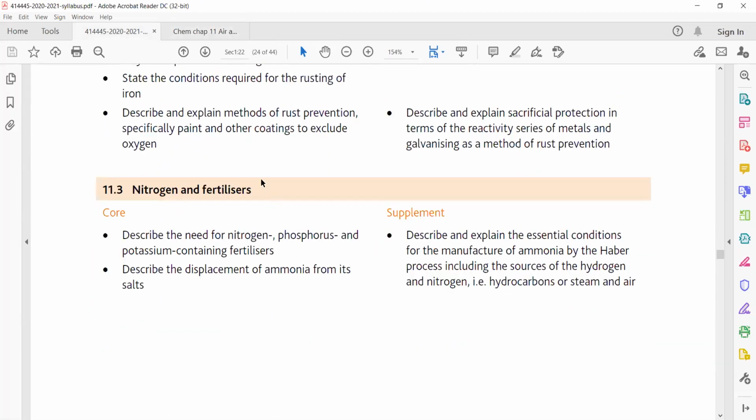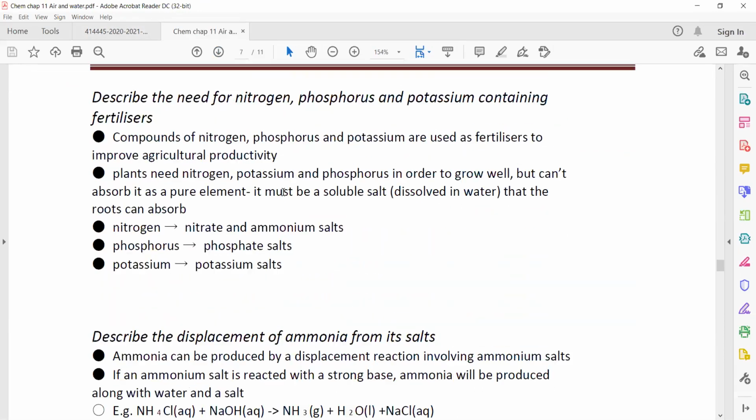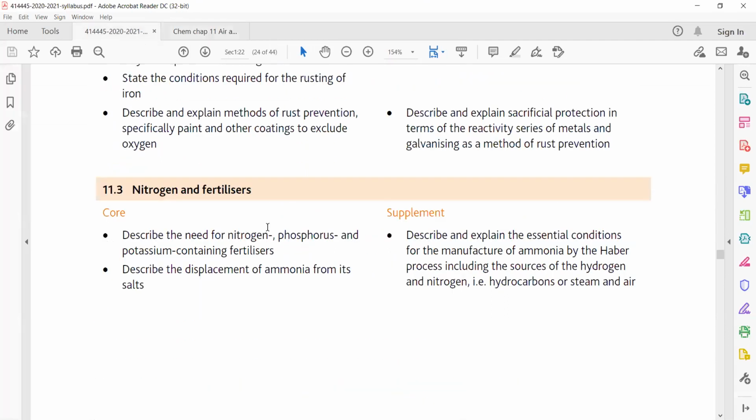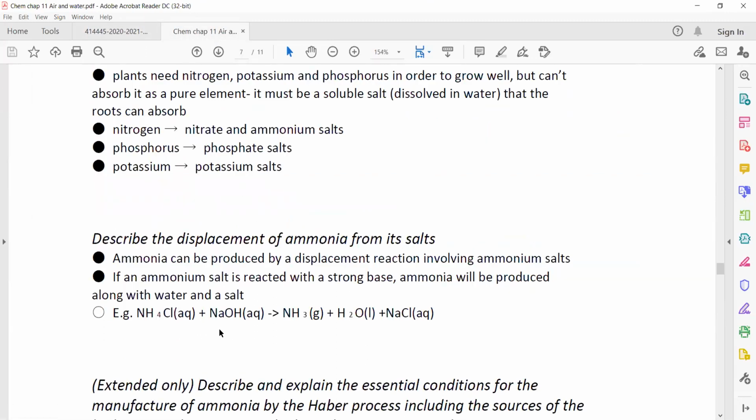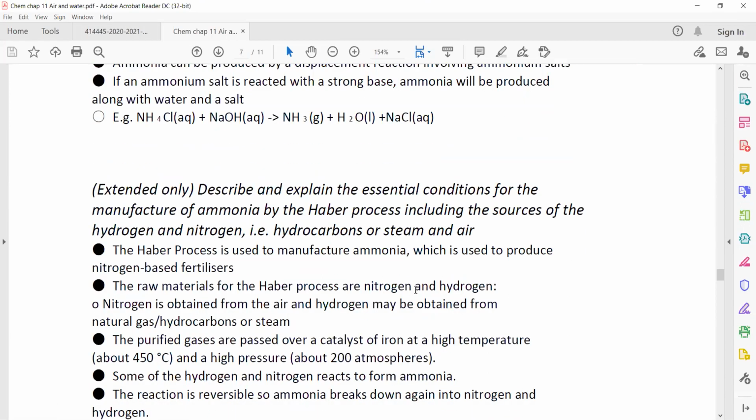Then nitrogen and fertilizers. Nitrogen, phosphorus and potassium, NPK, are essential elements to provide the nutrients for the growth of the plant. And describe displacement of ammonia from its salt, how ammonia is displaced from its salt. When we react with sodium hydroxide and heat, it will release ammonia gas. So ammonia is displaced.